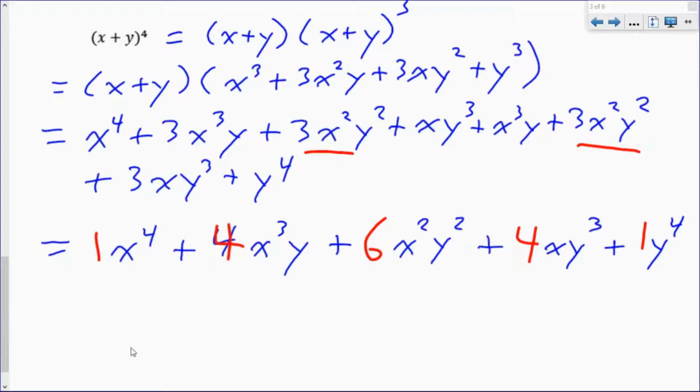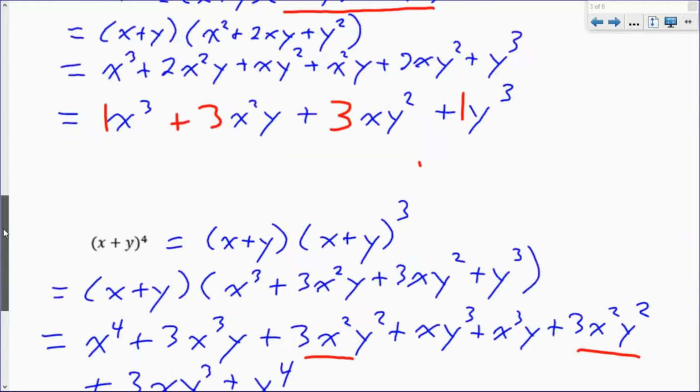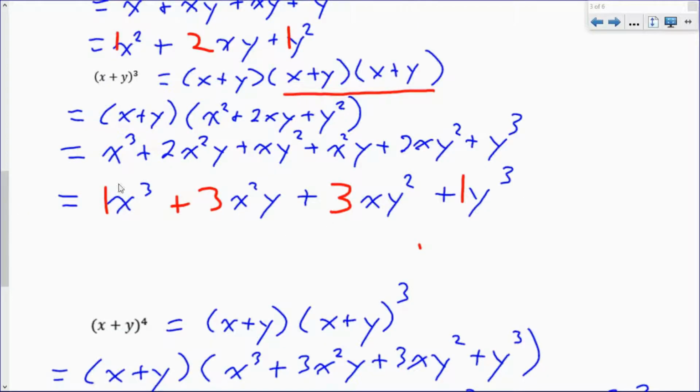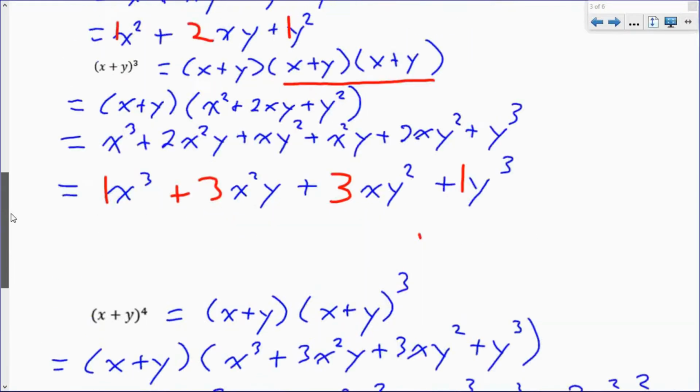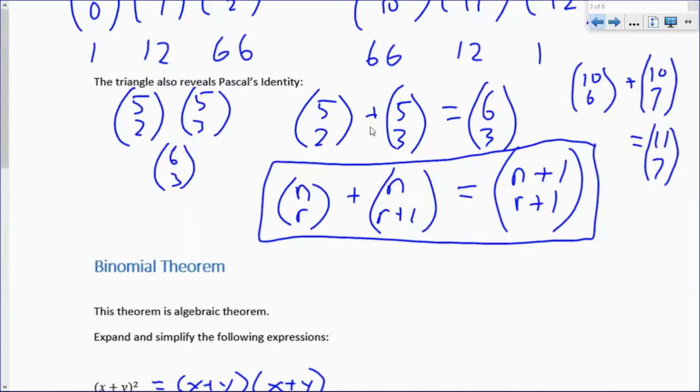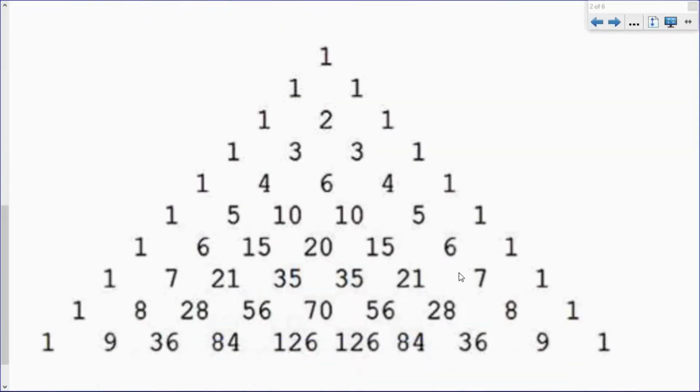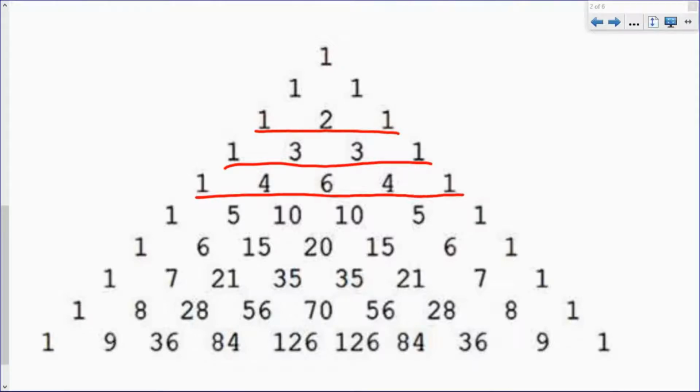Now let's look at what I call the coefficients. 1, 4, 6, 4, 1. Here we have 1, 3, 3, 1, and in the first example, 1, 2, 1. Notice that those numbers that I've drawn in red are actually from Pascal's triangle. When we expanded x plus y squared, we used these numbers here for our coefficients. We ended up with these numbers here when we did x plus y to the power of 3. And we used those numbers when we did x plus y to the power of 4.